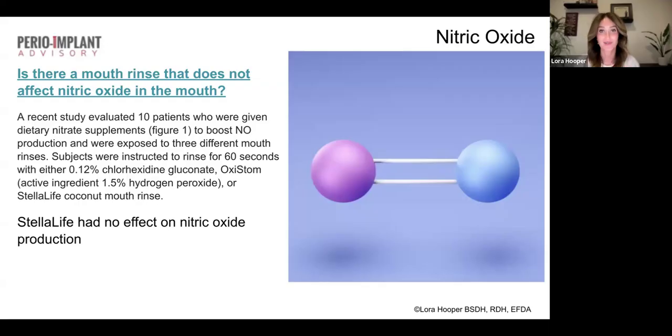So what did Stella Life do? Well, it put its own products to the test. And we can see here that this coconut rinse went up against this hydrogen peroxide and chlorhexidine, and it came out the winner. In fact, it had no effect on the nitric oxide levels, letting us know that it's protecting those commensal healthy bacteria, and it's not creating those types of resistance, which is so important specifically for these types of bacteria.